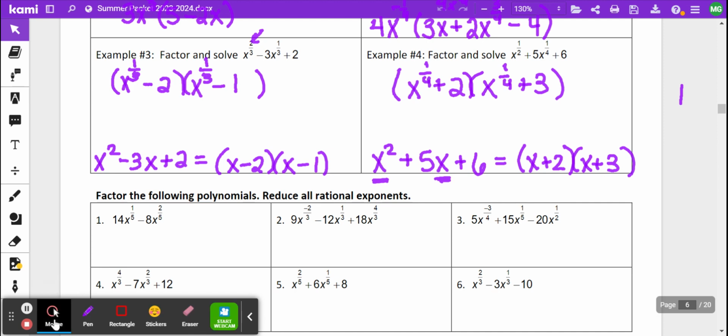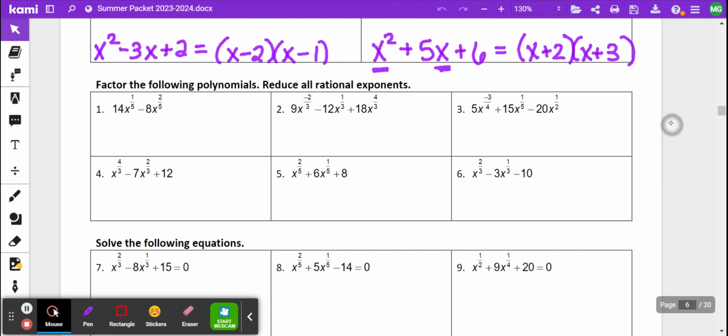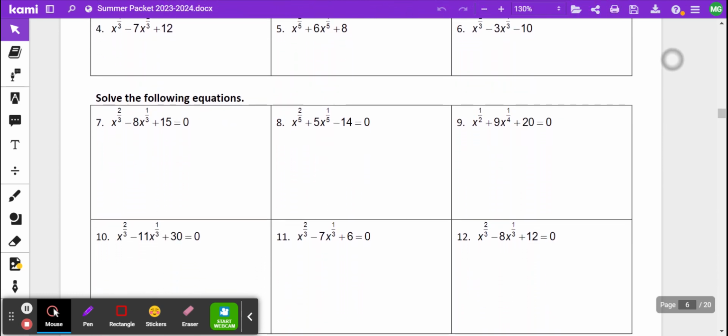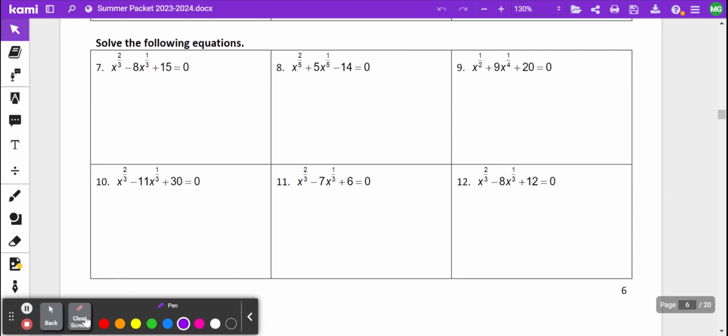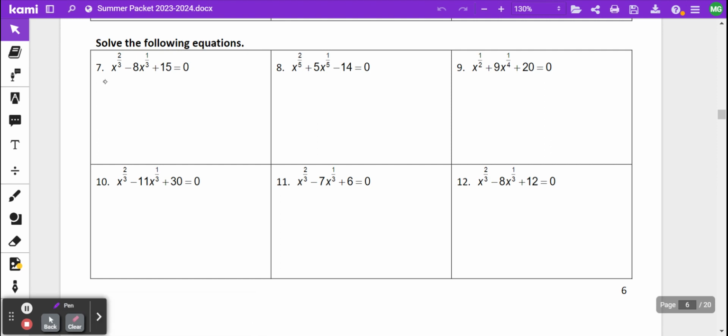So hopefully that was enough of a lesson for you to be able to do all of these problems right here. Okay. I will take you down to do one of these. Okay, and let's take a look at number 7. So number 7 starts off just like what we just did. So we're going to factor this, and we'll factor it to be x to the 1/3 minus 3 times x to the 1/3 minus 5. And it is set equal to 0, so we can use the zero product property.